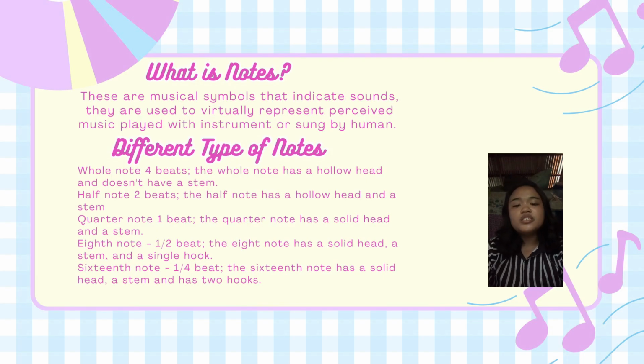First is the whole note, 4 beats. The whole note has a hollow head and doesn't have a stem. Second is the half note, 2 beats. The half note has a hollow head and a stem. Third is the quarter note, 1 beat. The quarter note has a solid head and a stem.